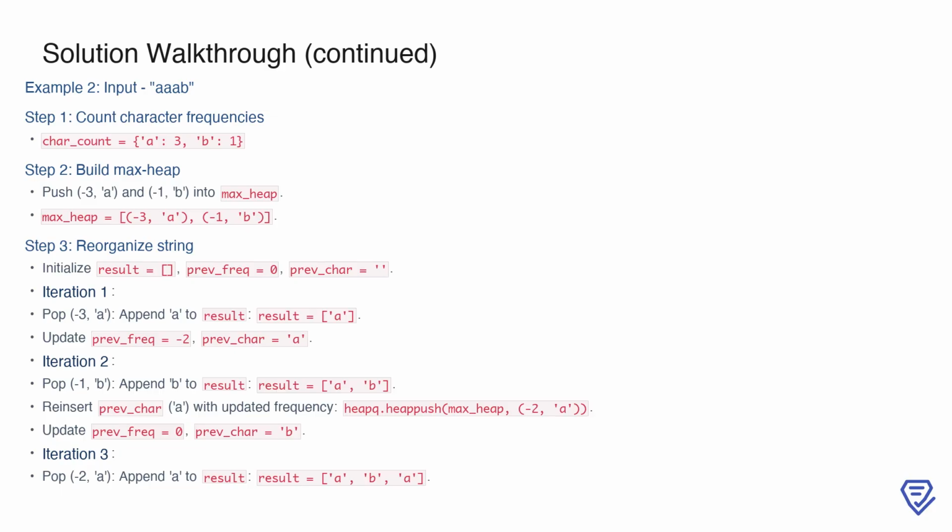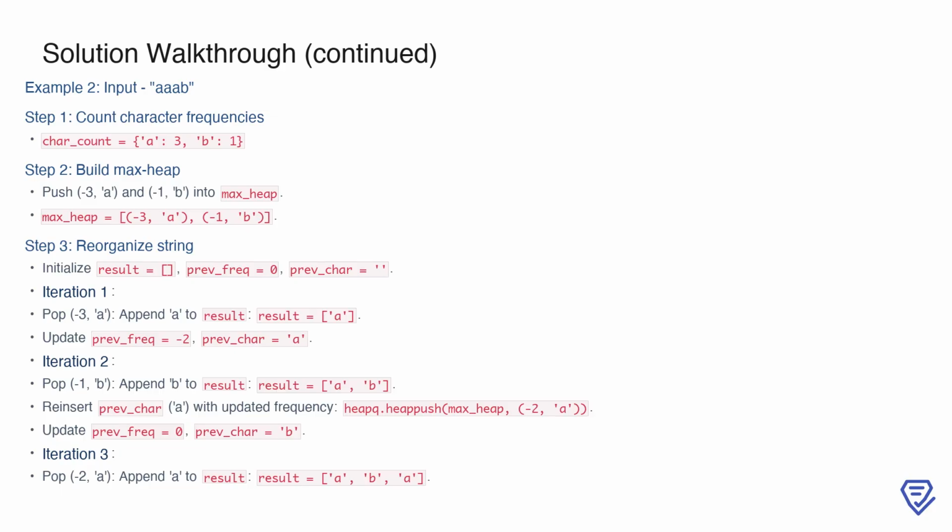To reorganize the string, we initialize result, prev_frequency, and prev_char. In the first iteration, A is popped from the heap, appended to the result, and its frequency is updated to -2. In the second iteration, we pop B, append it to the result, and reinsert A with its updated frequency of -2. This ensures characters are spaced apart.